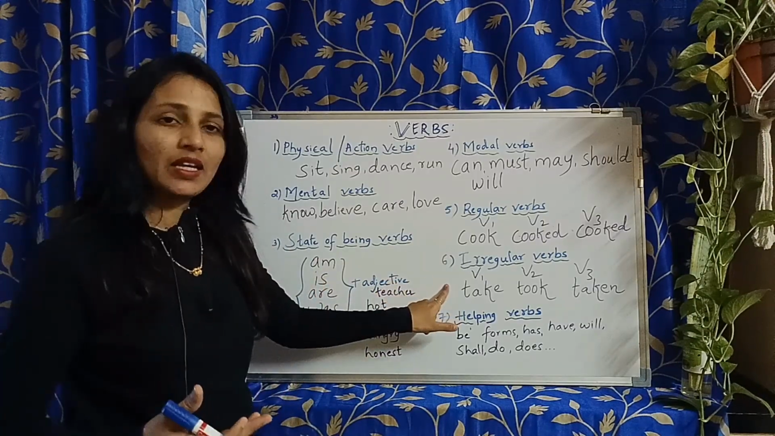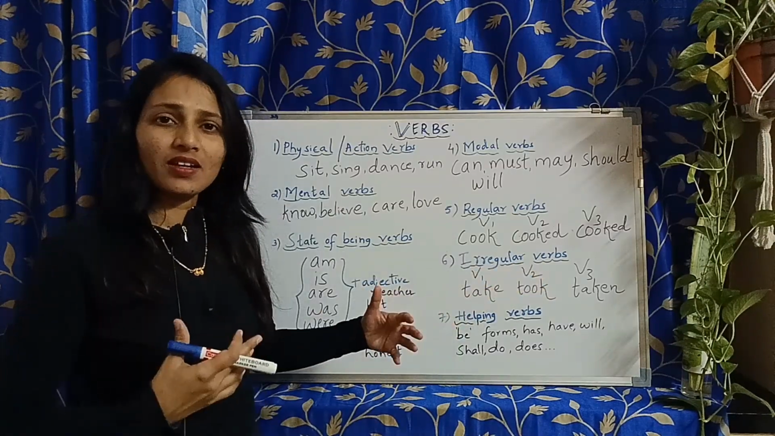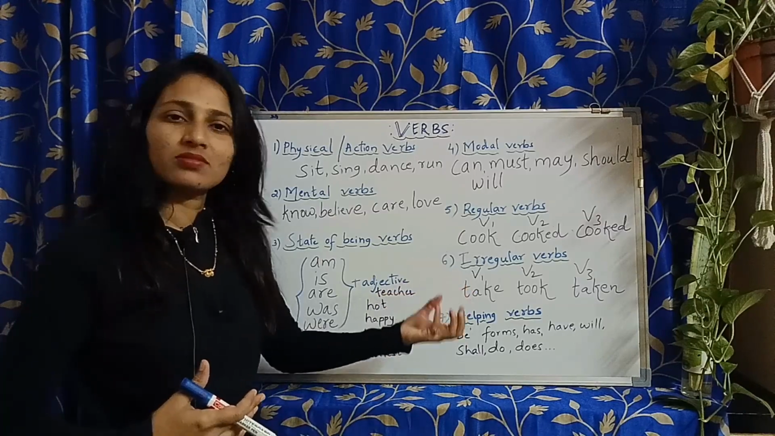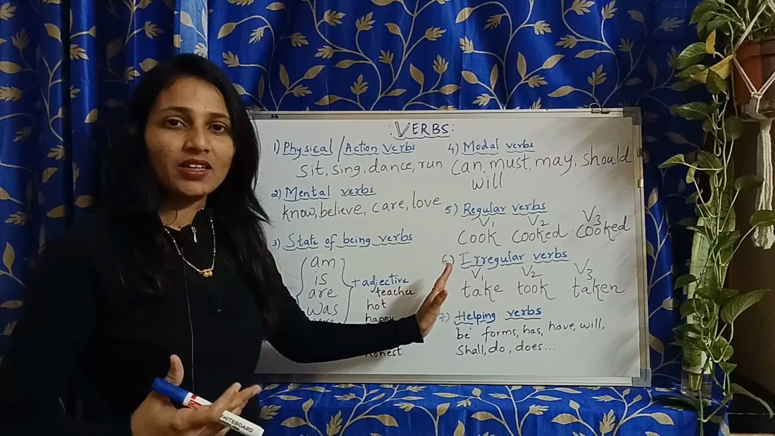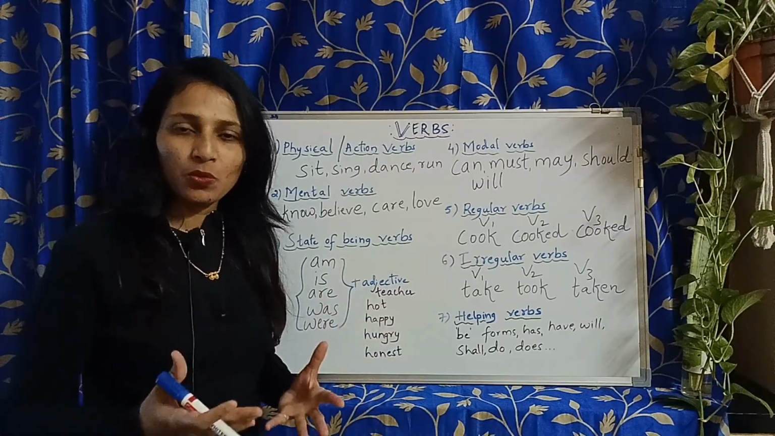In V1, take, V2 is took, V3 is taken. Sing, sang, sung. Come, came, come. This is how irregular verbs look like. They don't have ed.